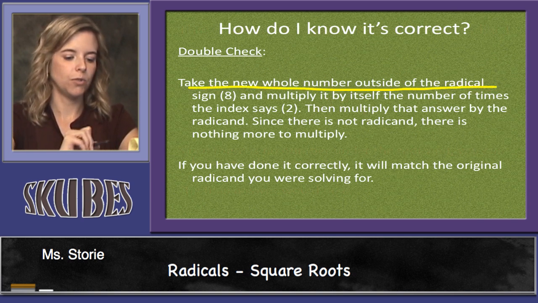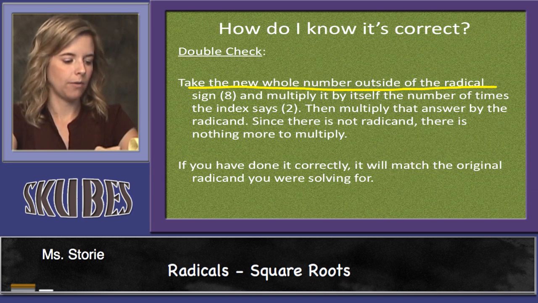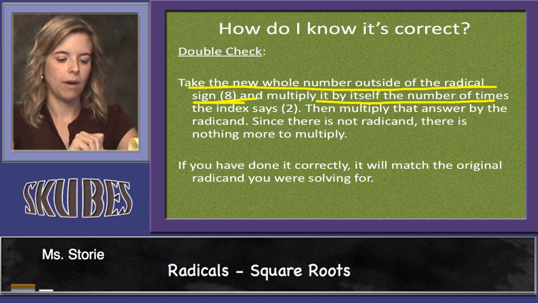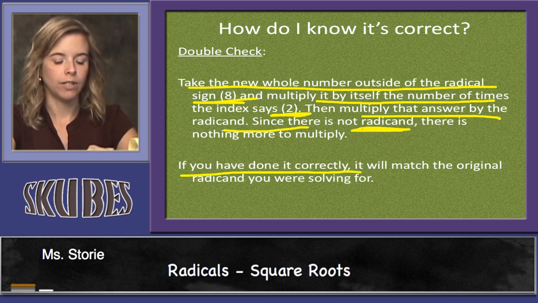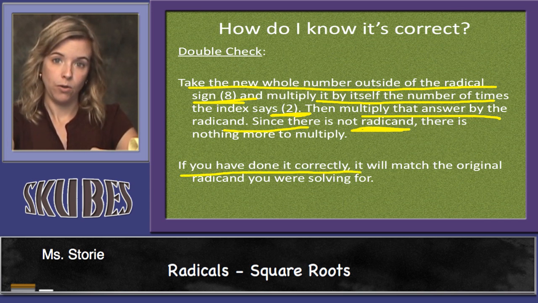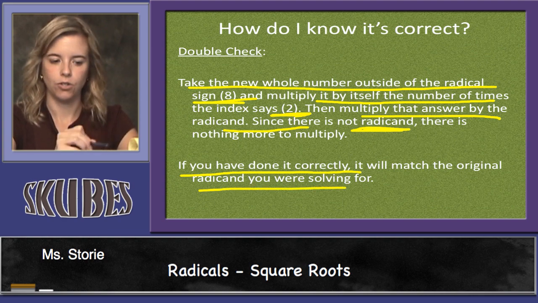In order to do these, you have to go ahead and double check. So the new whole number outside of the radical sign, that number 8, you're going to take it and multiply it by itself the number of times the index says, which was 2. Then we would multiply whatever answer we got by the radicand. However, in our answer, we didn't have a radicand, so there's nothing more to multiply. Now, the way you know you've done it correctly is that the number that you get from your double check should match the original radicand that you were trying to solve for.